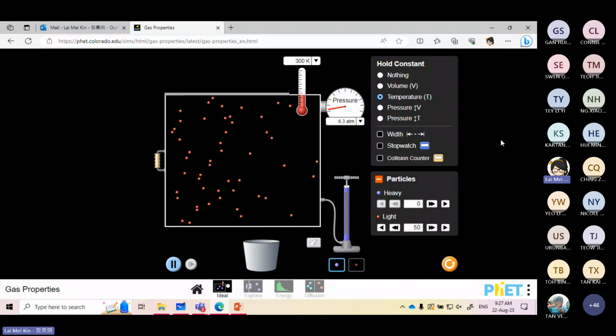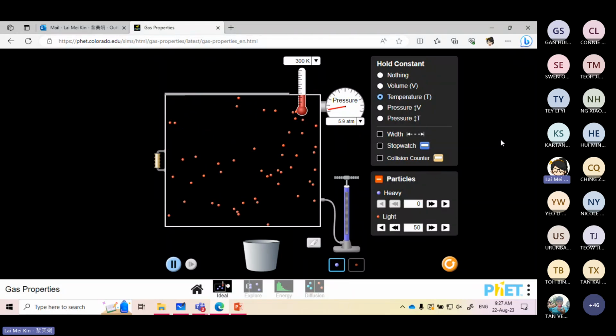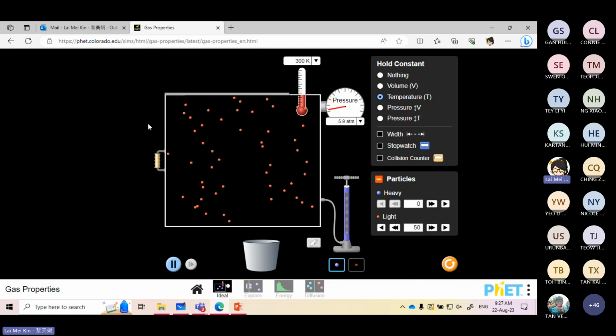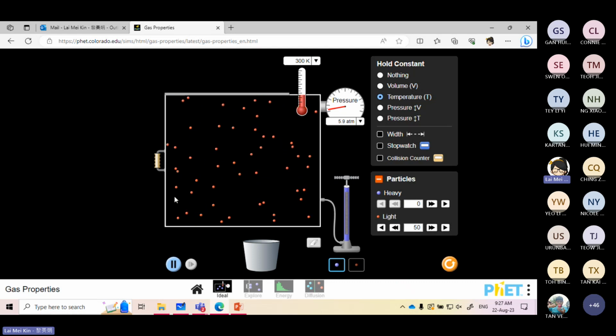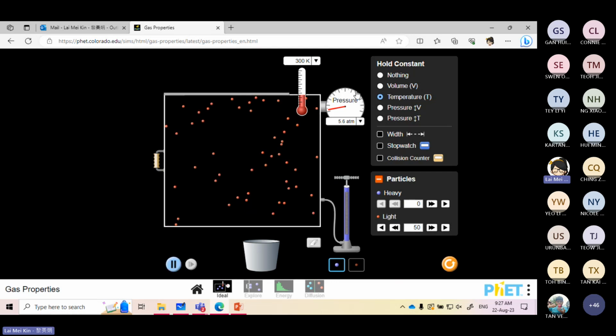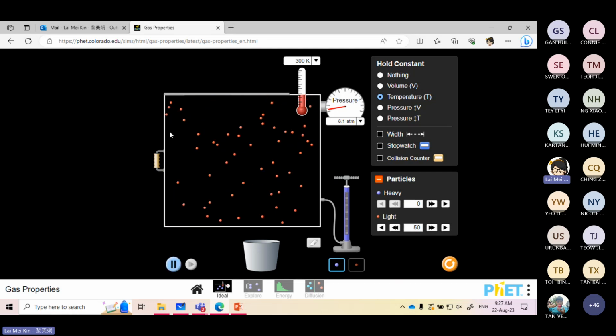So I have a very quick and simple simulation for you guys to see. I have gas particles in a container. Let me stop the time. When I stop the time, the pressure now is 5.6. Sorry, I'm not sure if you can see. If you cannot, look at your screen. Pressure here shows 5.6 atm.